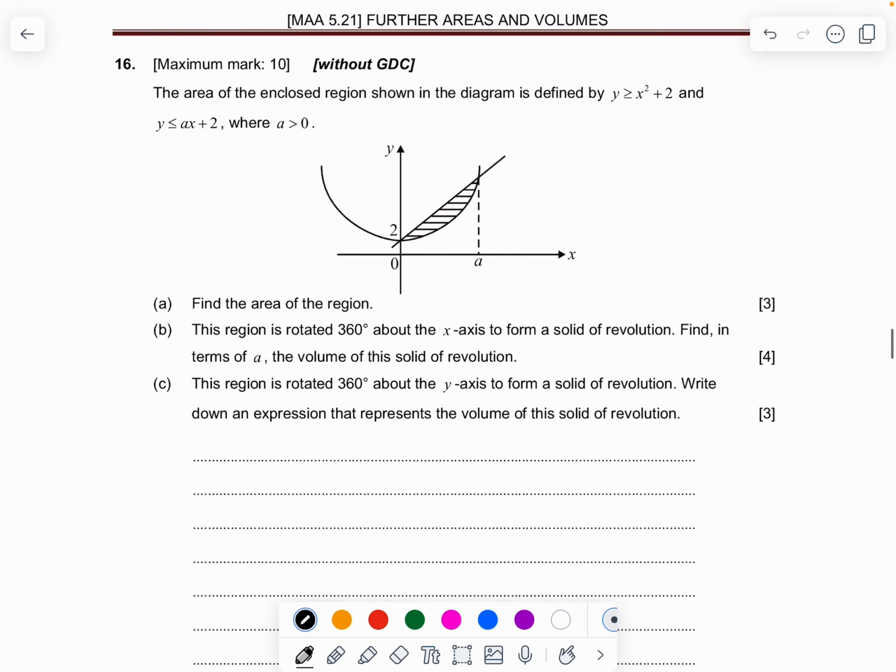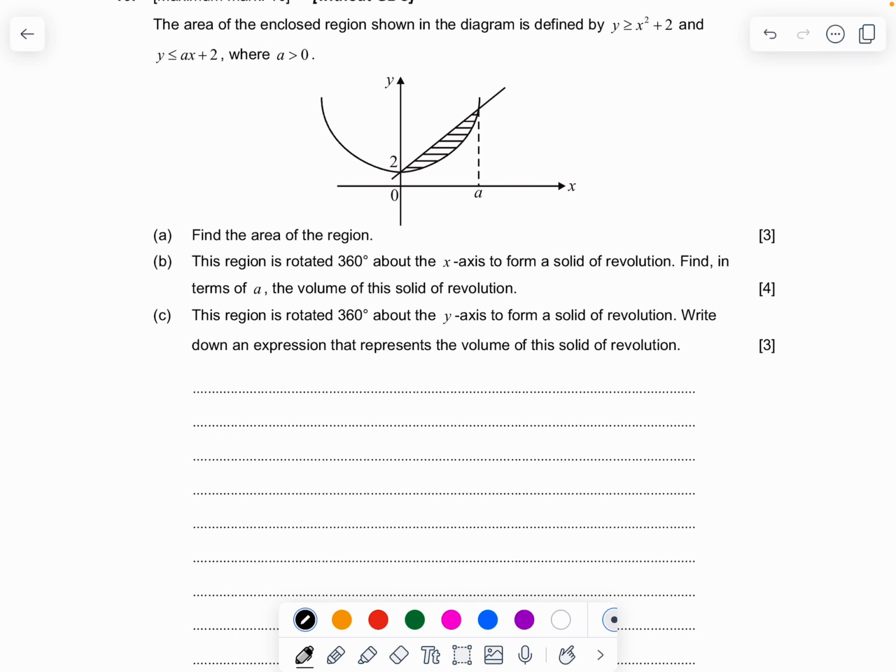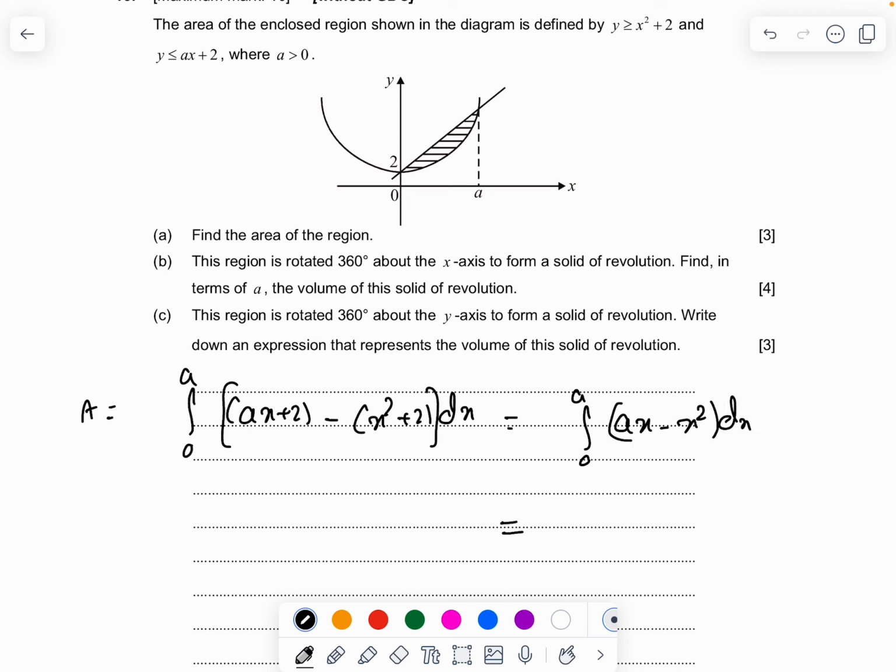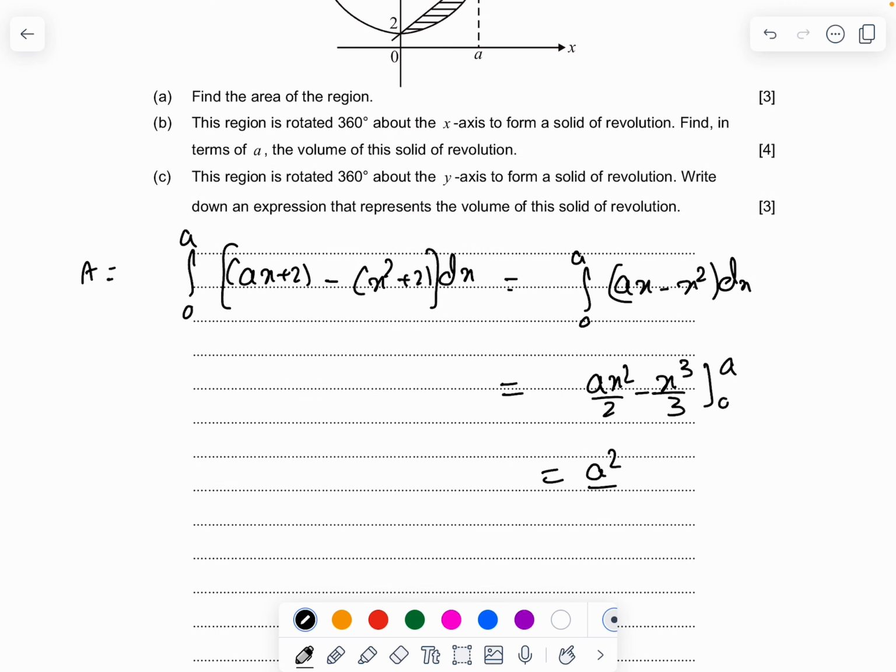Question number 16. Find the area of the region. Area of the region is upper curve minus lower curve. So upper curve is ax plus 2 minus lower curve x squared plus 2, dx. So what does that become? Integral 0 to a of (ax minus x square) dx. So it becomes ax squared by 2 minus x cubed by 3 from 0 to a, which becomes a cubed by 2 minus a cubed by 3, which is a cubed by 6 unit square.